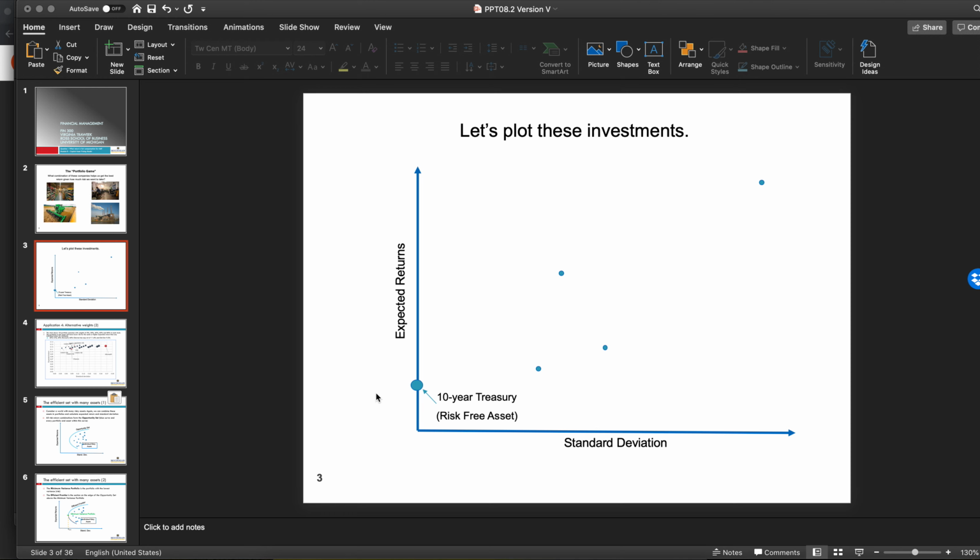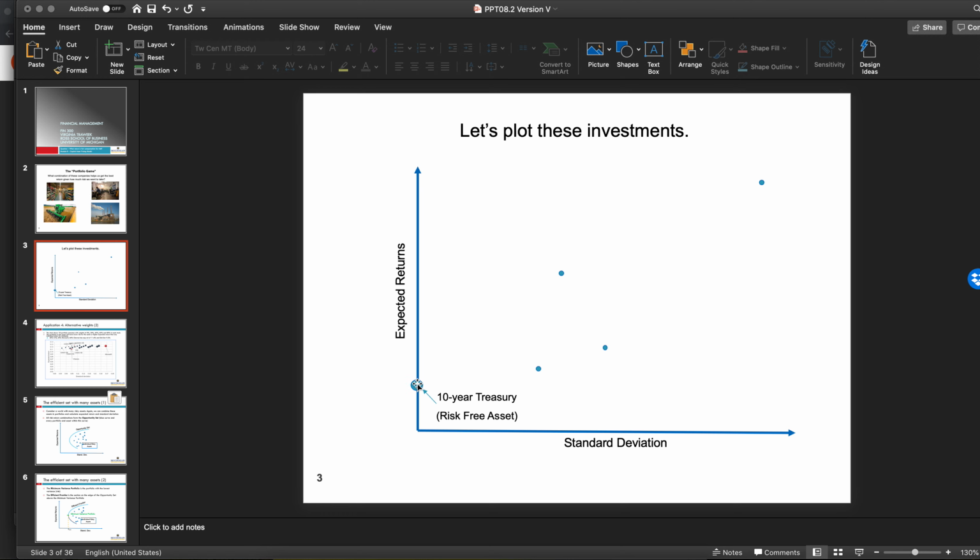So we have standard deviation, we have expected returns, we have these four companies. I just kind of picked where the spot would be. This is probably the internet startup. This is probably the grocery store. Maybe these are manufacturing. And then we have this one thing that I'm adding, which is the risk-free asset, oftentimes a 10-year treasury, could be any of those things.